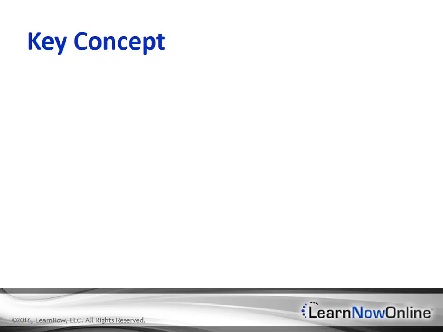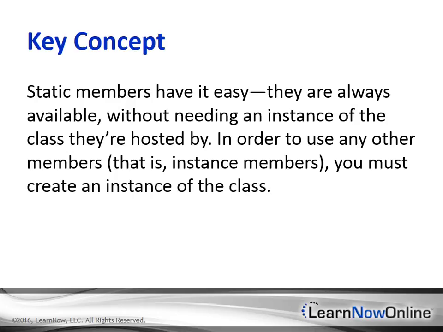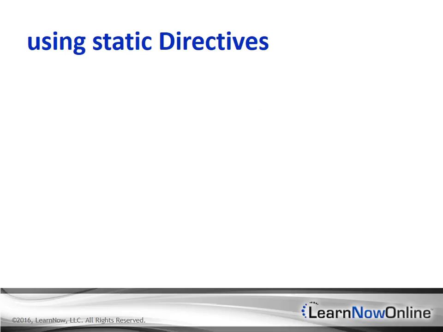Okay, so getting used to working with static members can be a bit tricky until you really try it a few times. So think about it this way. Static members have it easy. They're always available without needing an instance of the class they're hosted by. In order to use other members, that is, instance members, you have to create an instance of the class. And once you have this fact internalized, you'll find working with static and instance members not to be a challenge at all.